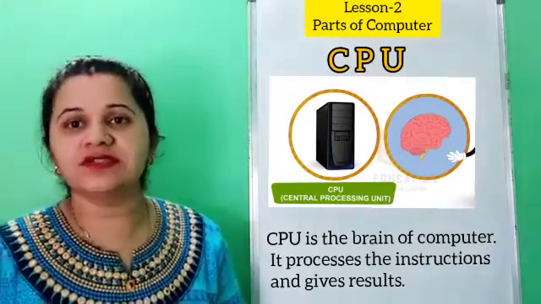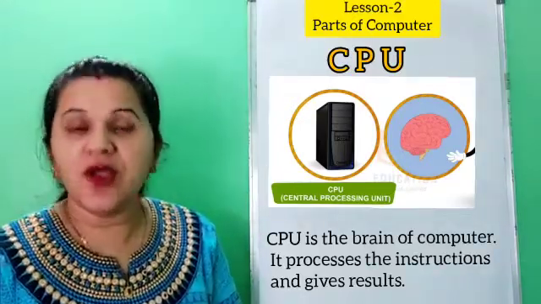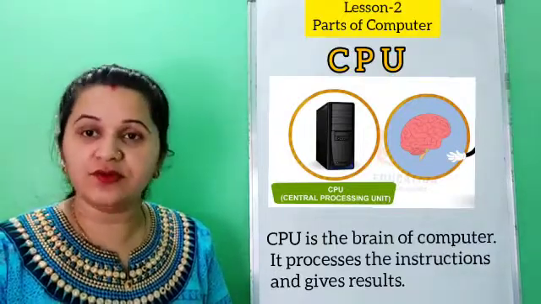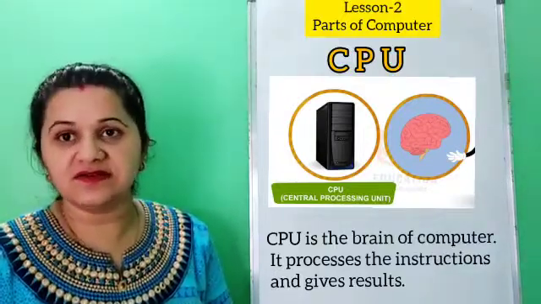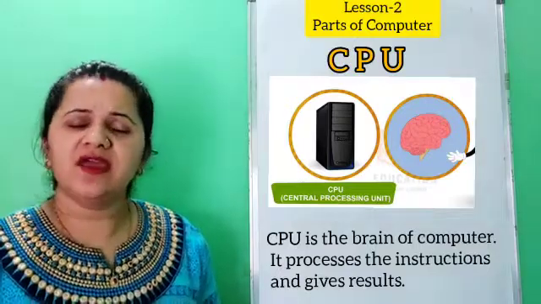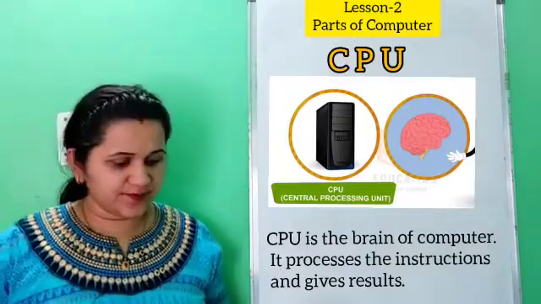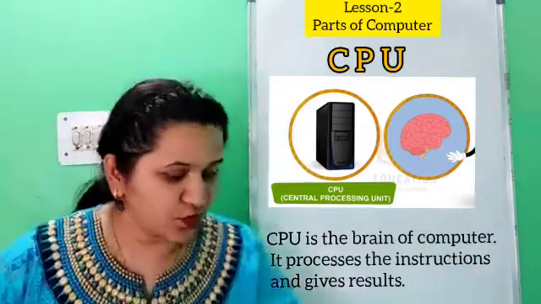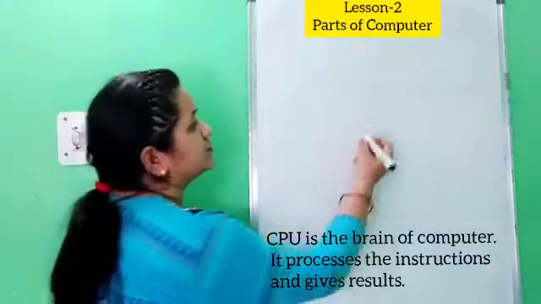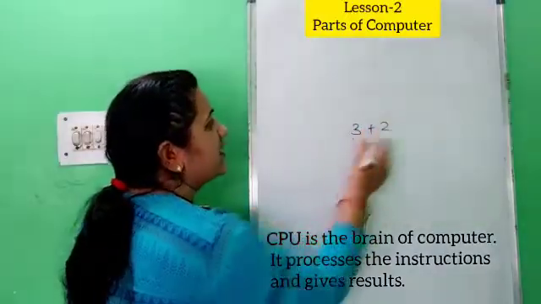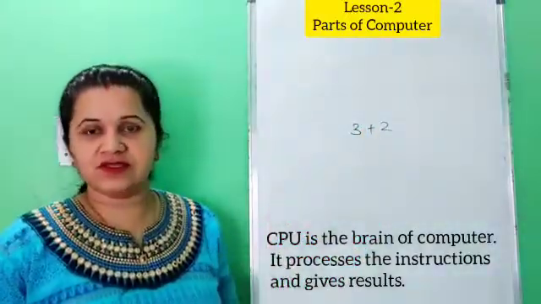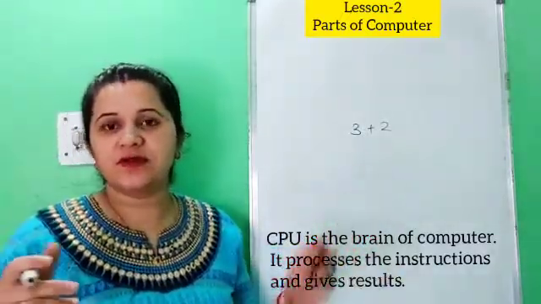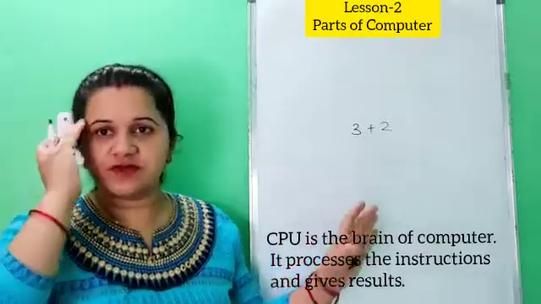A CPU tells a computer what to do, how to do it, what instructions have been given, and how to display the answers, what answers should be displayed. Everything, all the processing, is done by the CPU. Now suppose I give the computer the work 3 plus 2. See children, you are also calculating it. You have stored it in your mind. 3 plus 2, what is 3 plus 2? You know the answer. You have stored it in your mind.